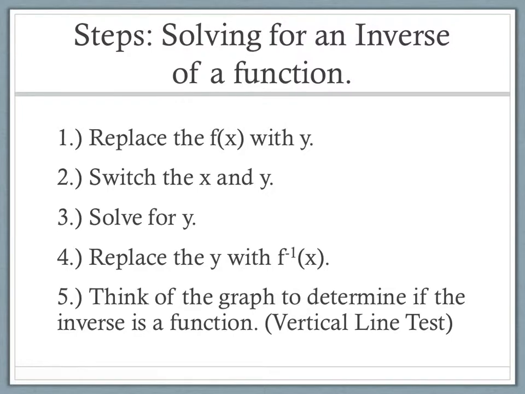Our first step is we're going to replace any f of x or g of x or whatever it is with just a y, because it's kind of easier to work with if it's just a single variable. Then we'll switch our x and our y, because we talked about that yesterday, how the inverse is just when we flip our x and y values. So we'll switch our x and our y. Then we'll solve for y, and then we'll replace our y with whatever we started with. So like if we started with an f, we'll go back to an f, and then we'll put our little inverse sign that we talked about yesterday.